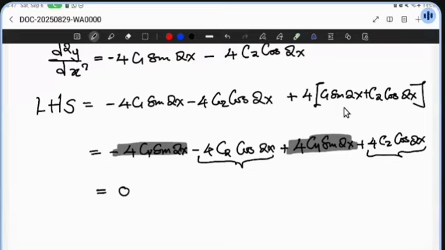So for an expression to be a solution, when you substitute it and its derivatives in the equation, the left-hand side should be equal to the right-hand side. Any questions on that before we move on to how to solve these differential equations?